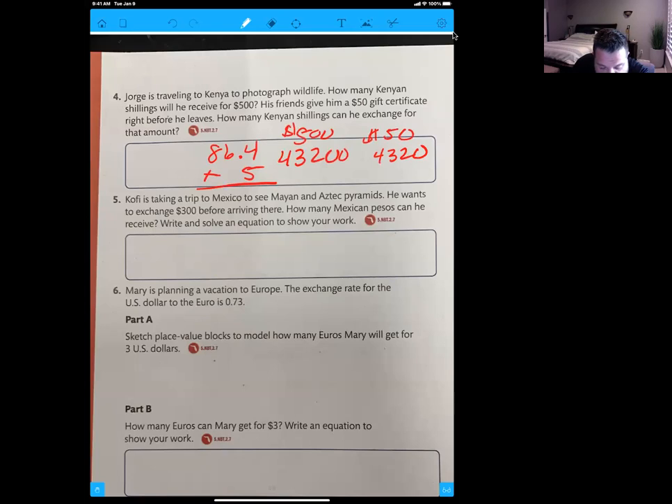$300 before arriving. Hold on, we'll look back here. Pesos. I got 1324 times 300. Oh, it's 13.24 times 300 is 3972. Should have something like that.